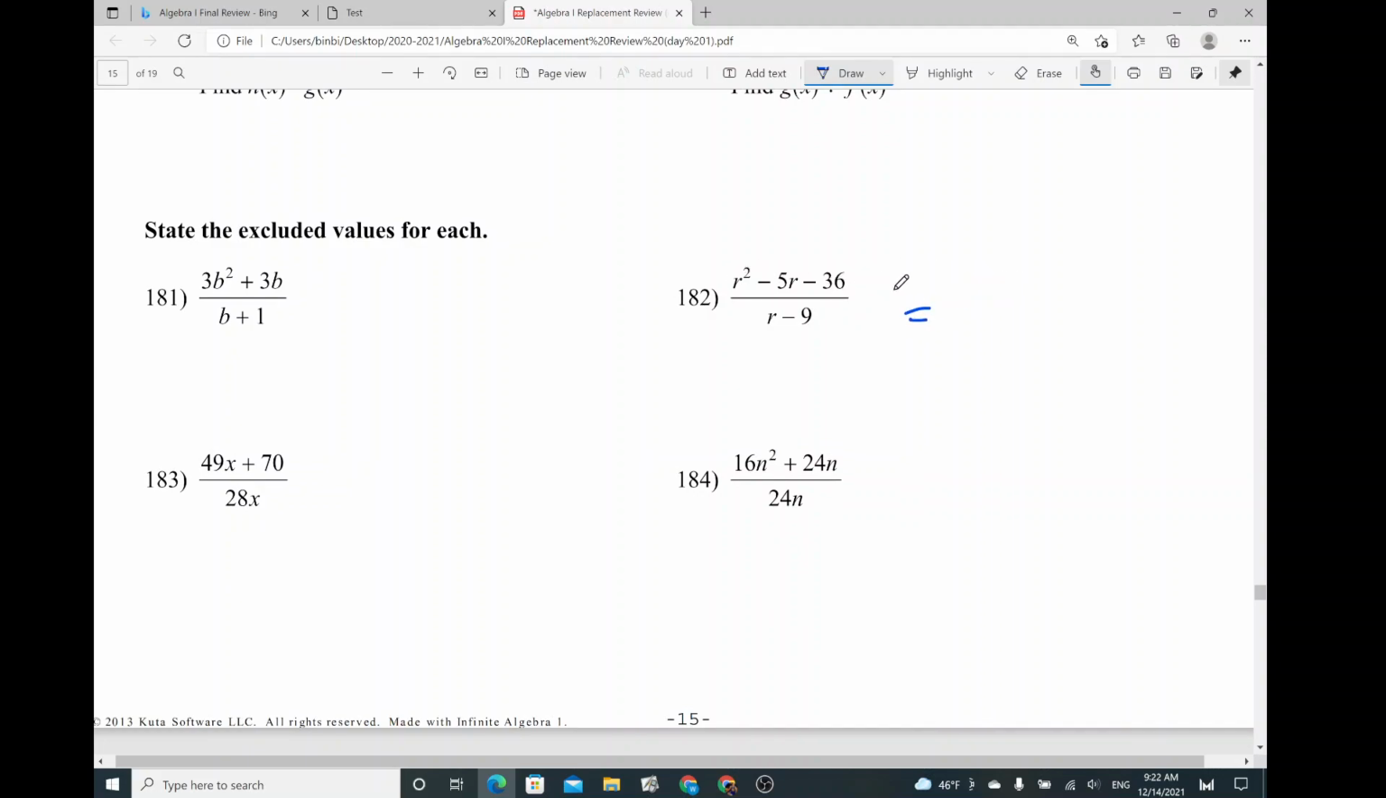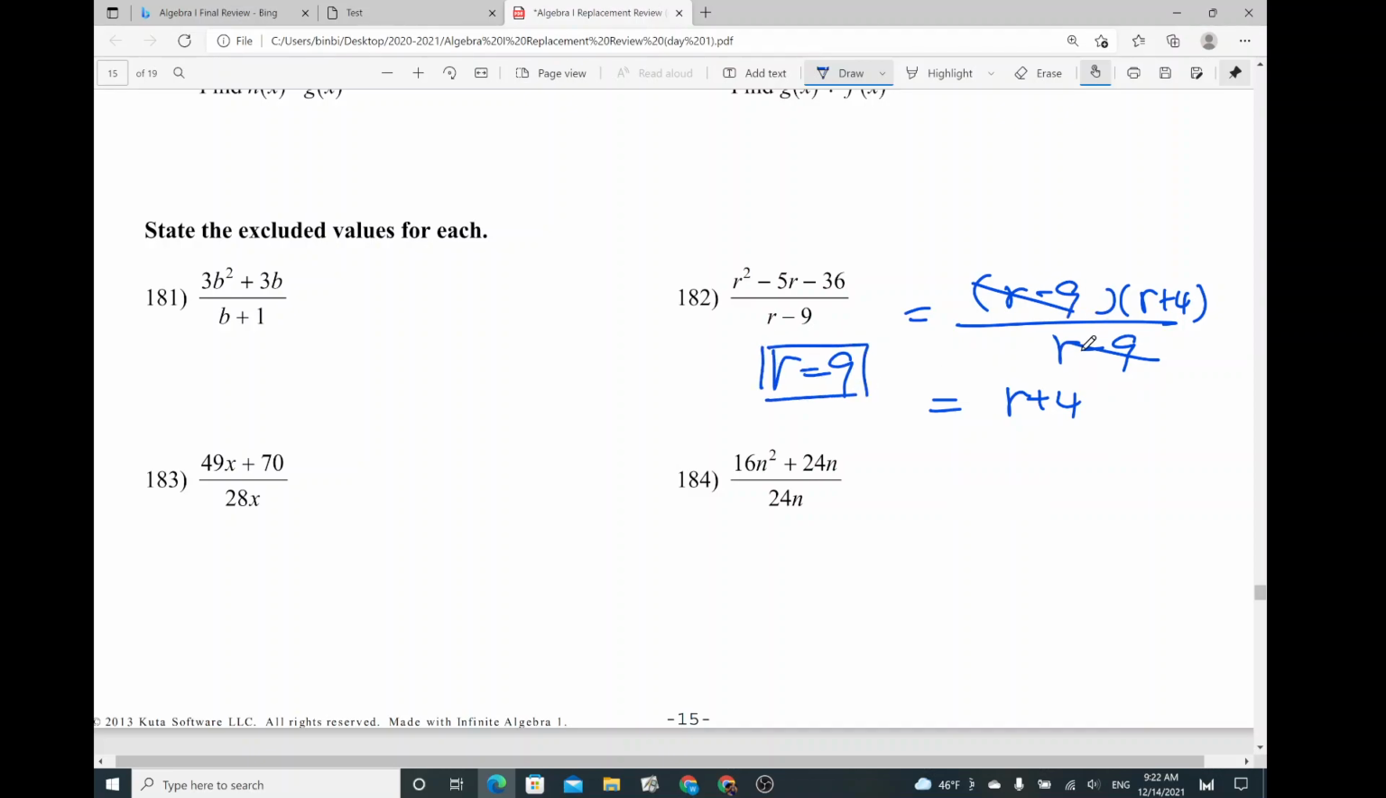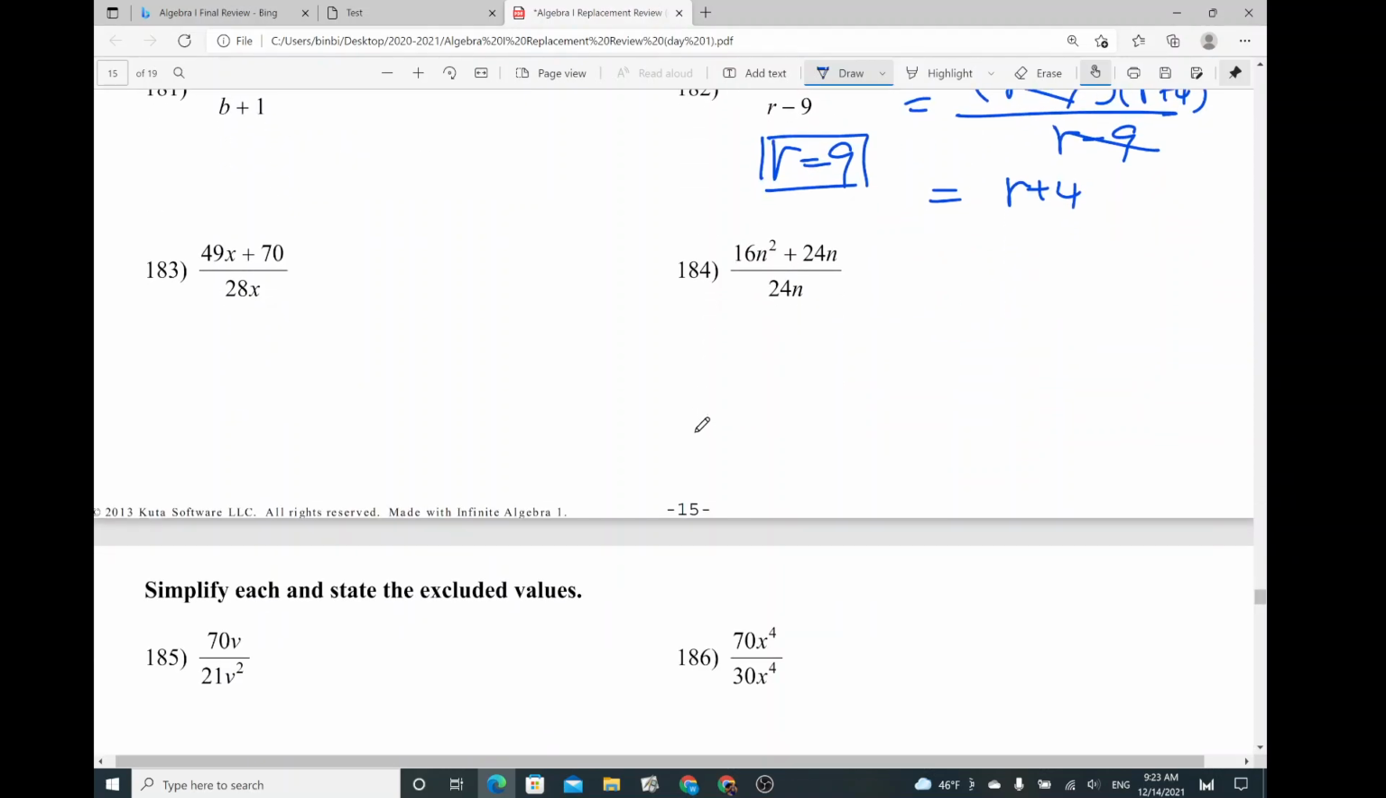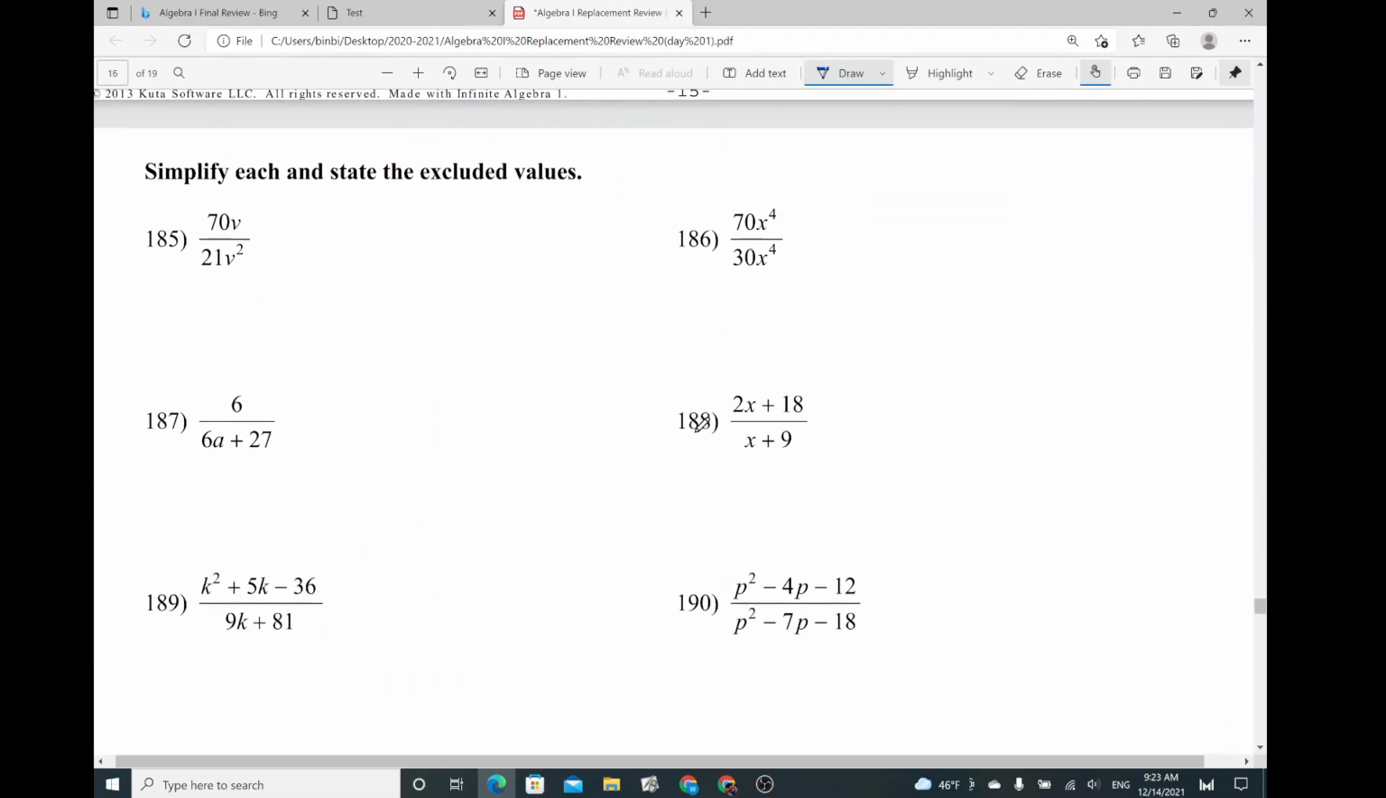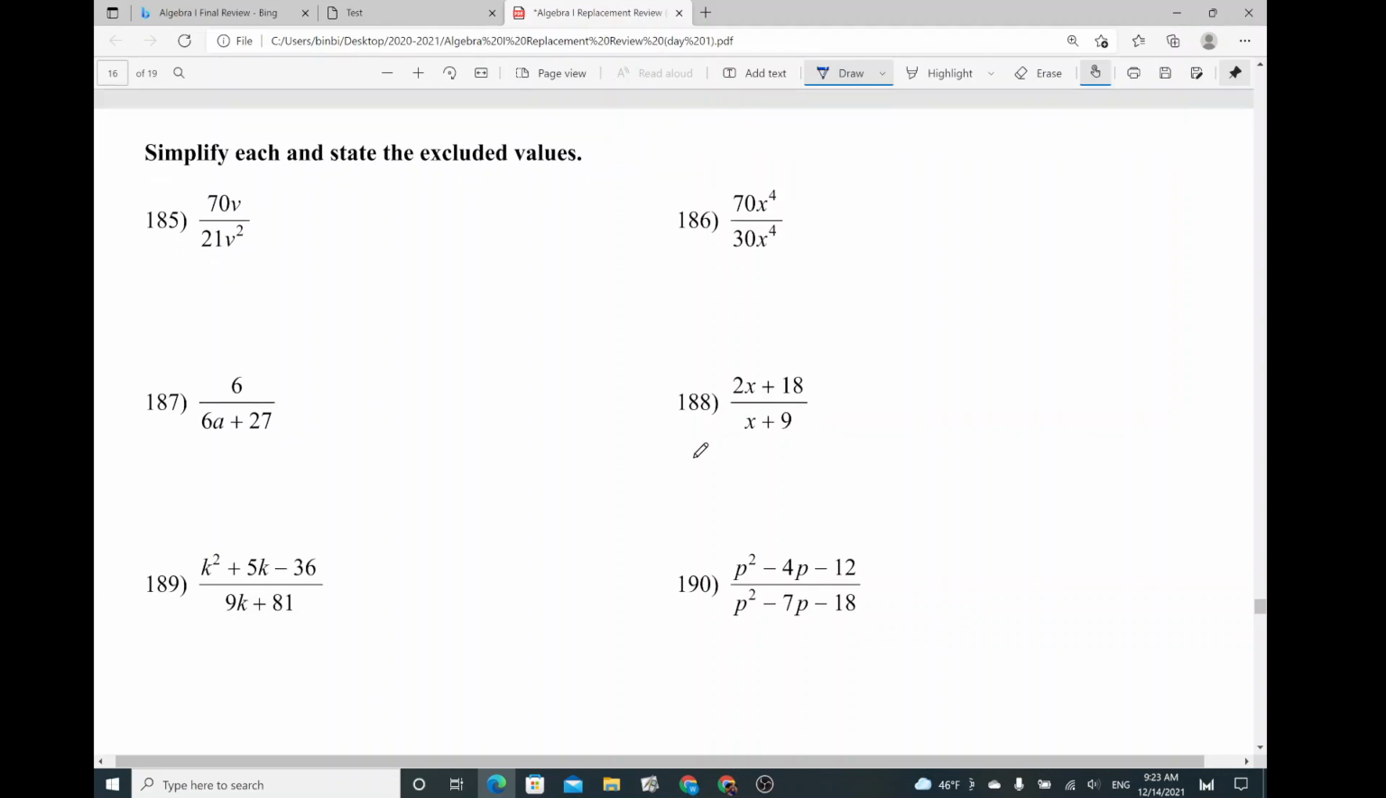And then the rest of this, find the excluded value, so basically just factor it and then reduce. Like this one, if you try to factor it normally, r squared minus 5r minus 36. So 9 times 4, so r minus 9, and then r plus 4, over r minus 9. So the simplest form would be r plus 4. The excluded value means r cannot be 9, because when r equals 9, the whole thing would be undefined. The rest of this is quite similar: find the excluded value by factoring and reducing.